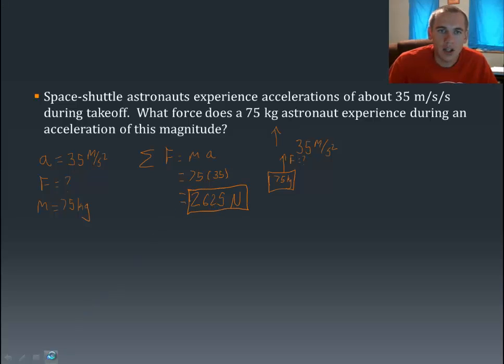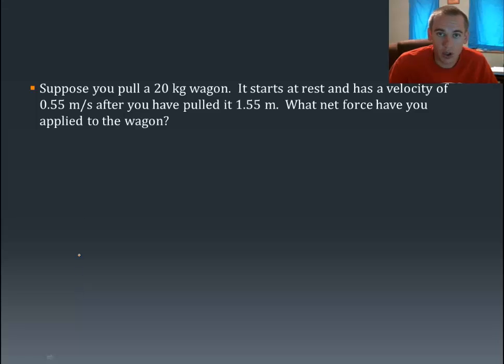Okay, another example problem. This one we're going to pull back into some kinematics too. Suppose you pull a 20 kilogram wagon. Okay, so I like my picture. Here's a wagon. Okay, this is 20. Okay, and it's got wheels and it's got a handle. Okay, it starts at rest and has a velocity of 0.55 meters per second after you've pulled it 1.55 meters.